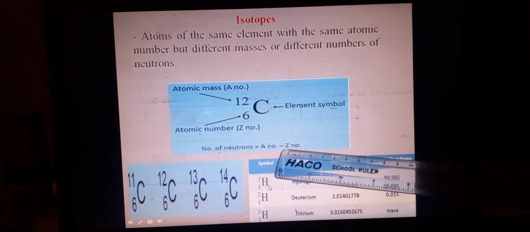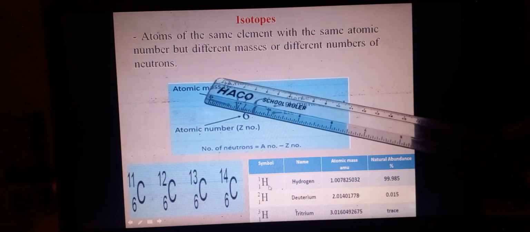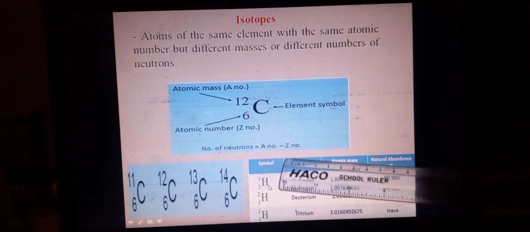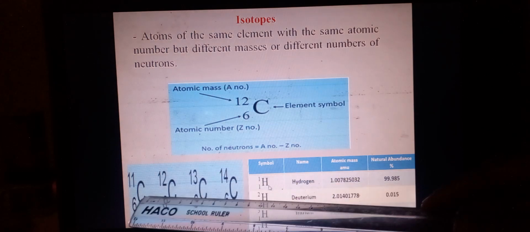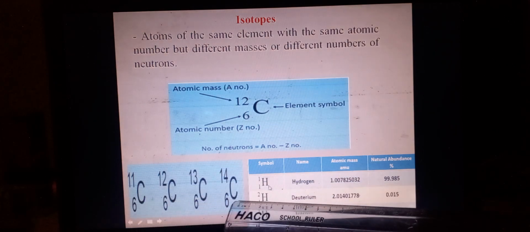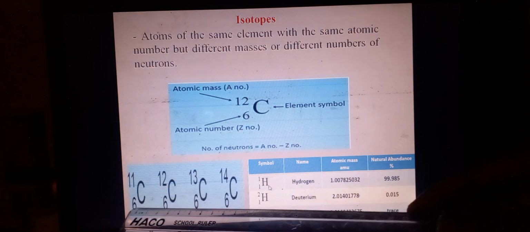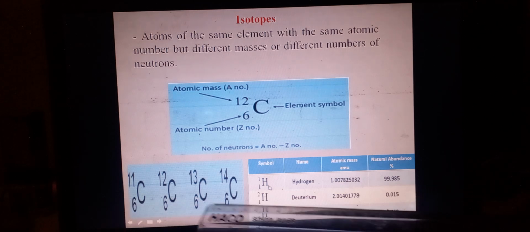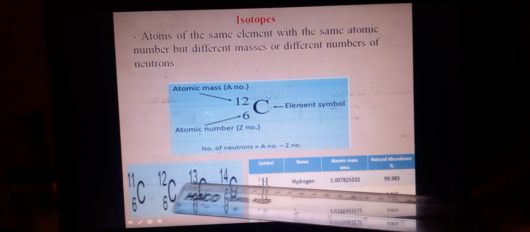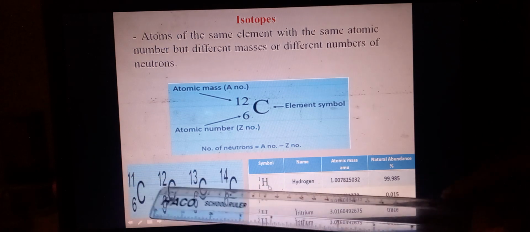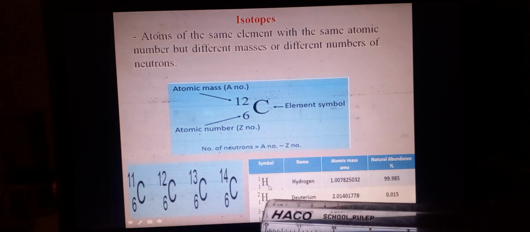Then you get the atomic number, and then you subtract it from the mass number. So they have used this kind of relationship there. These are isotopes of carbon. You can see you have 1, 2, 3, 4. They have the same atomic number, but the mass numbers vary. You can see we have 11, 12, 13, and 14.